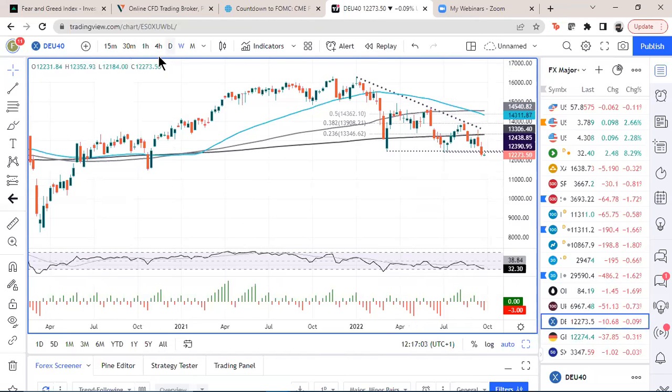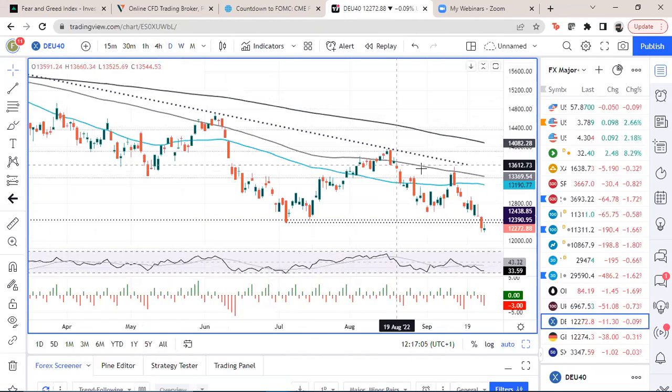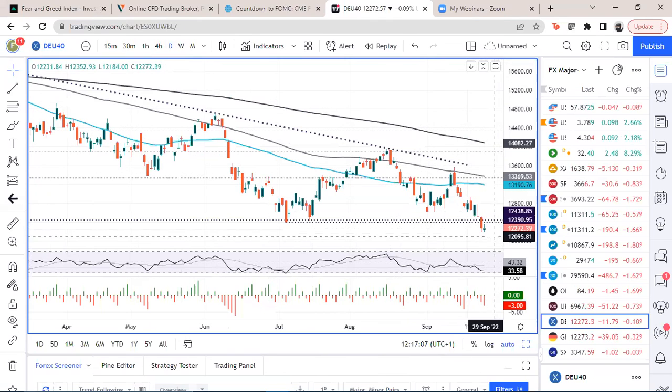And then probably the weekly close is key, but moving lower, obviously, Friday, and then today we're hanging below that key support level, which now becomes resistance.